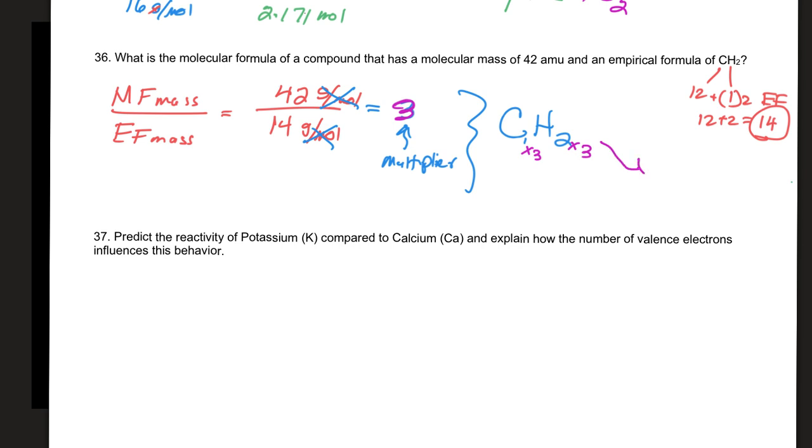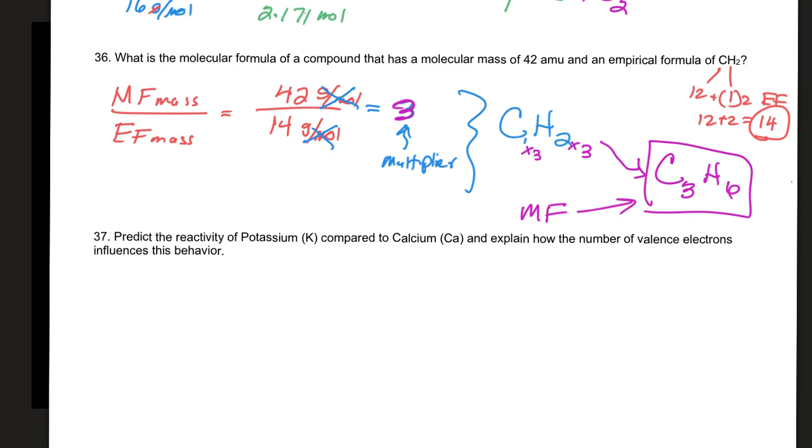And if we translate this, the 1 times 3 will give you a carbon to the third power. And the 2 times 3 is going to be 6. So we'll write a hydrogen and a 6. So this here, this is the molecular formula in purple, C3H6. Okay, let's move on to problem number 37.